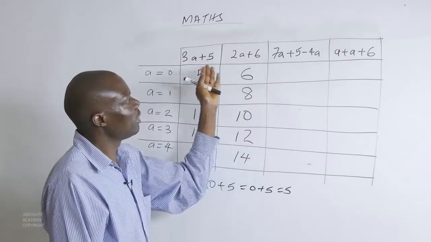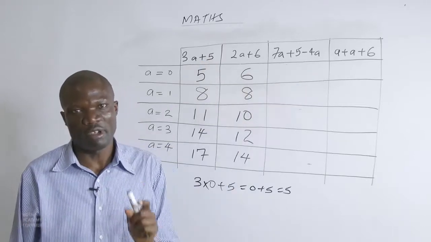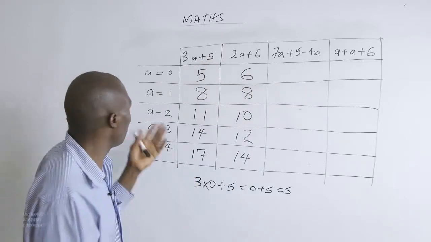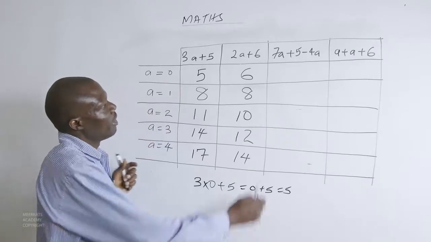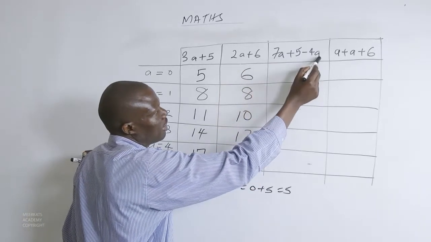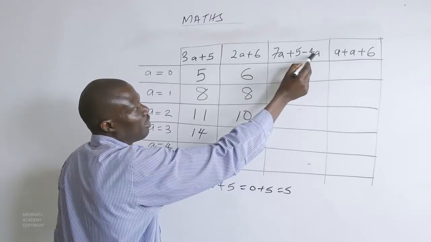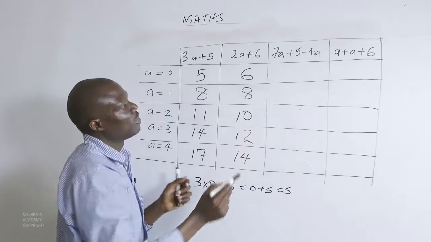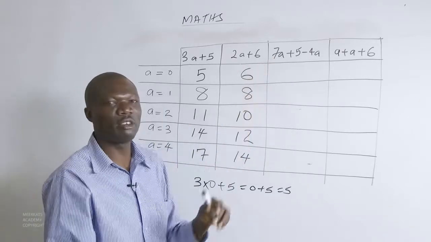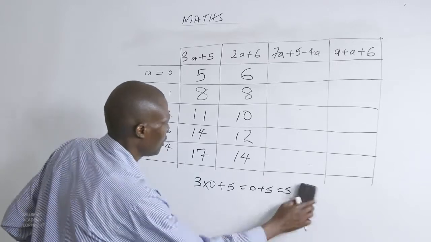Take note that these other places have 2 terms, but these have 3 terms. But we shall substitute similarly the way we have done the rest. When a is 0, we shall substitute a here and also there, such that this one is 7 times 0, and then this one is also 4 times 0. So 7 times 0 will give us a 0. We are to illustrate that for the 3.